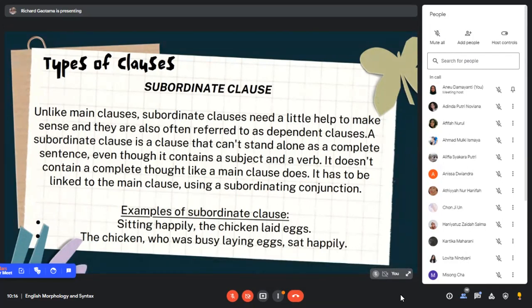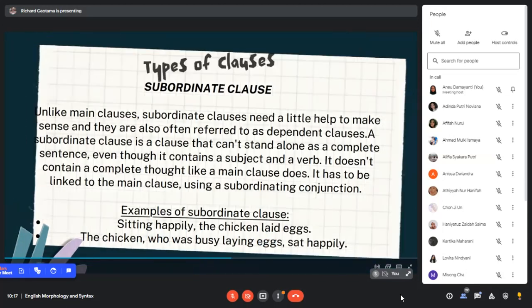For example, sitting happily, the chicken laid eggs. Sitting happily is the subordinate clause, and the chicken laid eggs is the main one. On the other hand, the chicken who was busy laying eggs sat happily. The who was busy laying eggs is the subordinate clause, and sat happily is the adjective clause. Itu akan dilanjutkan oleh Indah penjelasan selanjutnya.